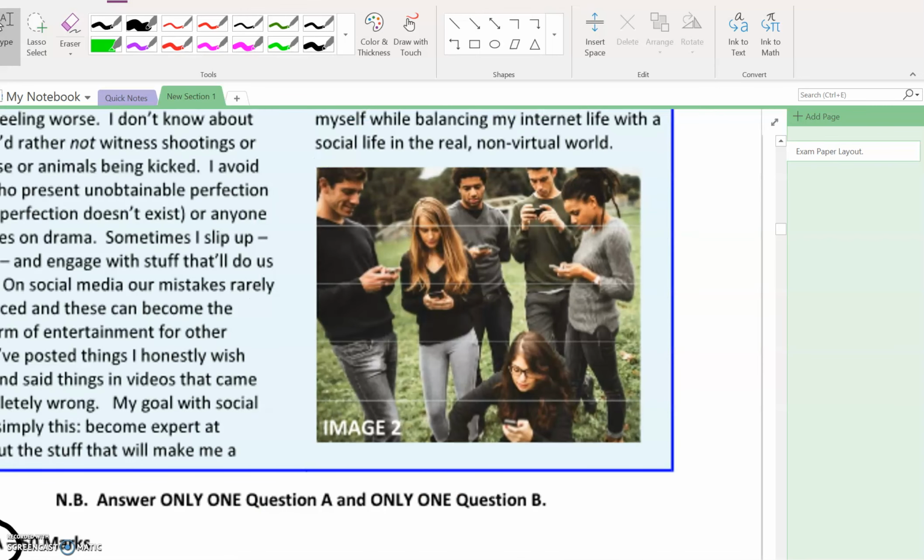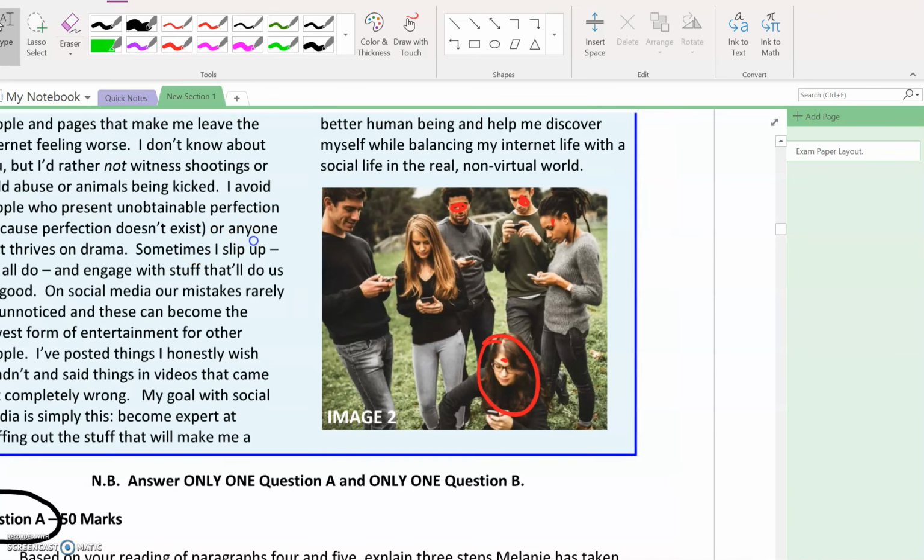Ooh, all of them seem to be quite distracted. They're all looking at their phones. Nobody's looking at anybody else. They're all just looking at each other. This girl is down there doing God knows what. But in general, I think those questions are going to be doable.